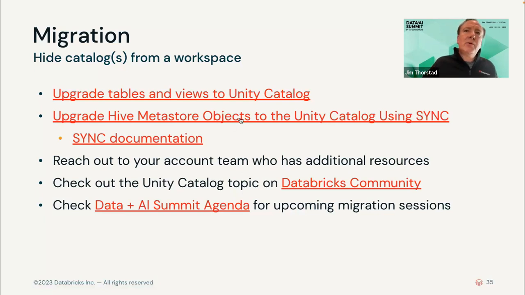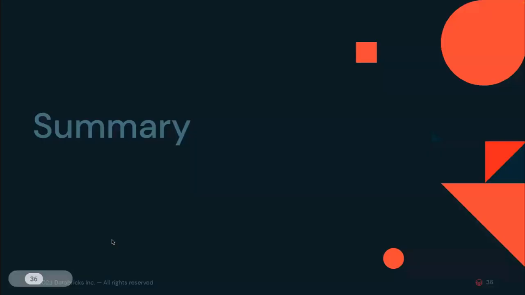So there's a link here to a blog that talks about this. There's also documentation you can read. Check out community, talk to your account team, and definitely register for Summit and see how other customers are upgrading to Unity Catalog. That's really important, I think, for you to have in your toolkit.